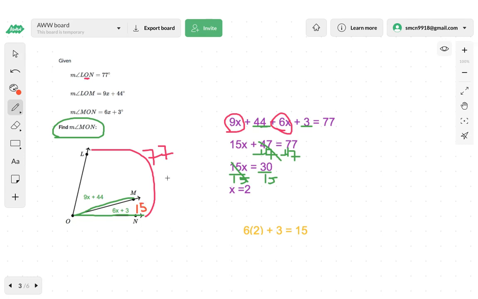And we really should be able to figure out the other angle. If you would have done 77 minus 15, you would have gotten this to be 62. And you could always check that. You could do 9 times 2 plus 44. So that's how you solve this one. I'm going to show you one more.